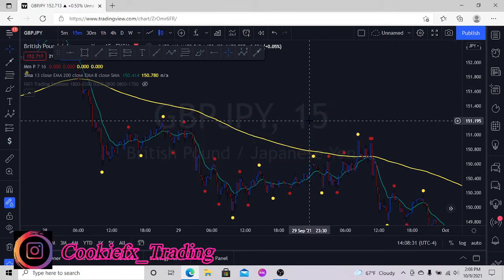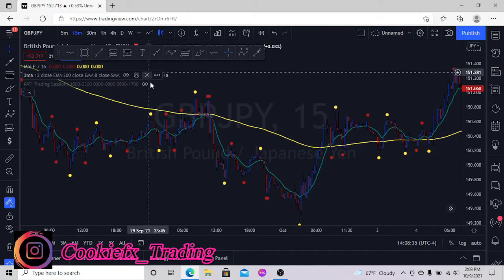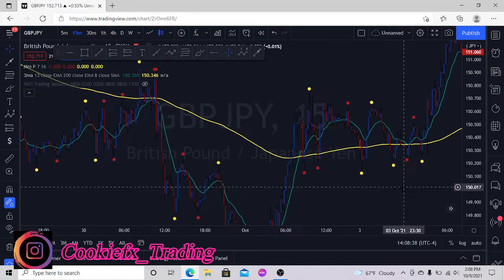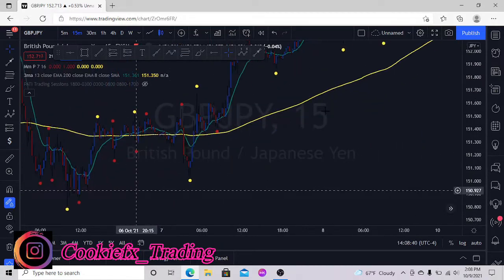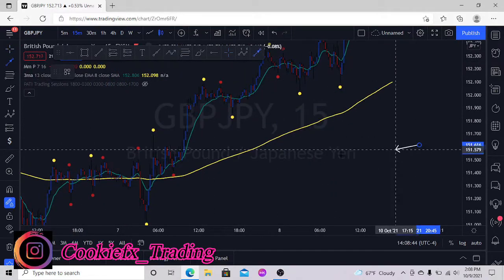Today I'm bringing you a very strategic video on how to use the best indicator for scalpers. In my personal opinion, this is the best indicator for scalpers. I'm using the 200 EMA, this yellow moving average I have here.